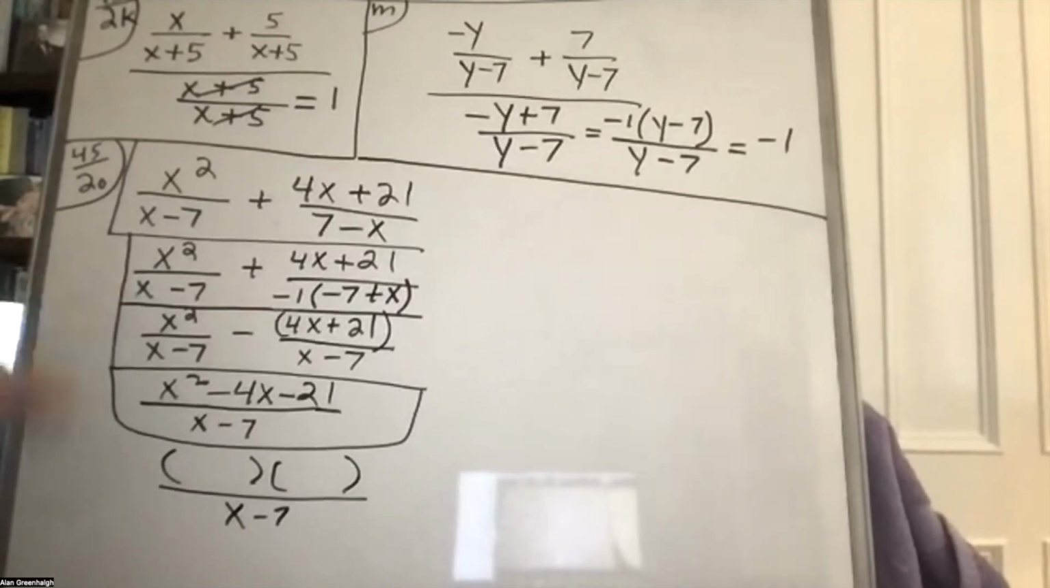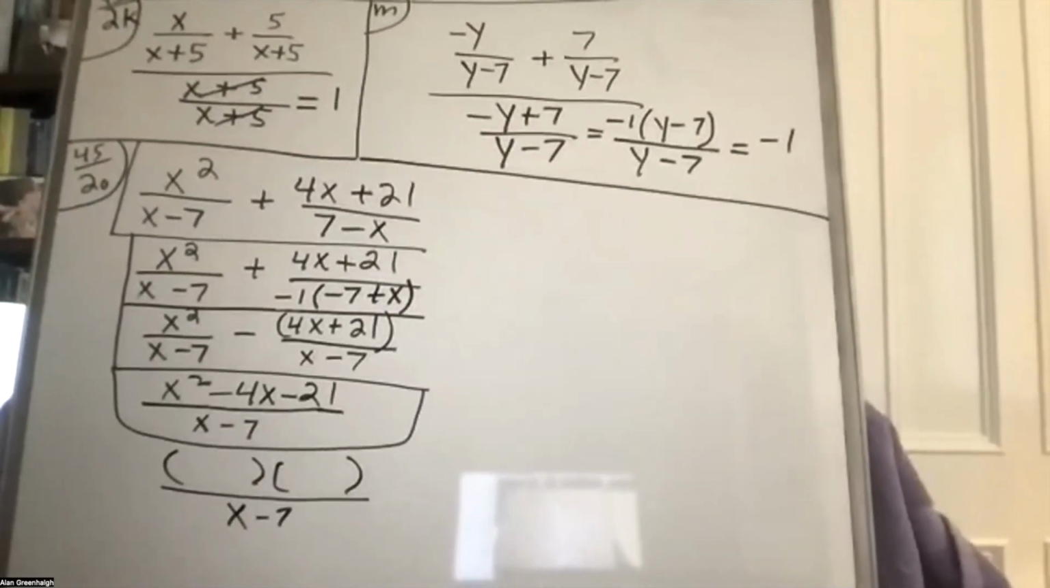Yeah, because after that, what I found was x squared plus 4x plus 21 over 7 minus x. Yeah, you'd be dealing with a negative x squared. You don't want to do that.